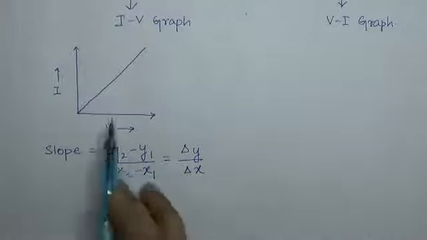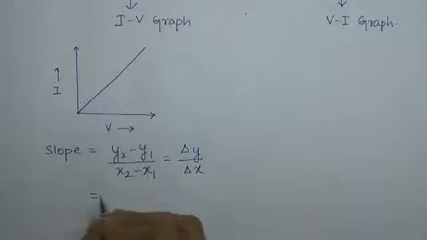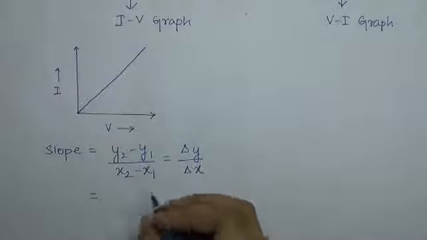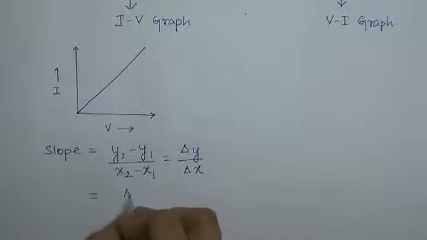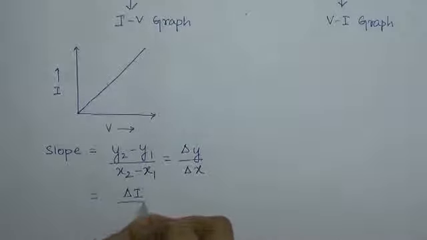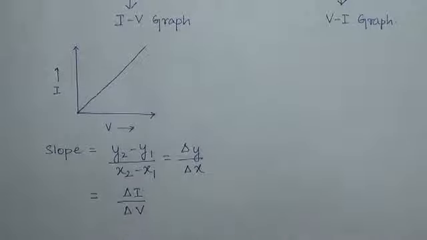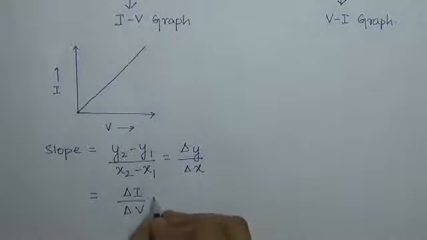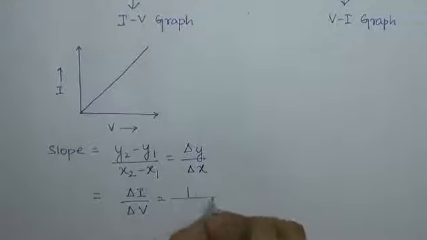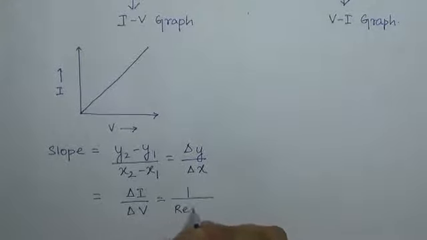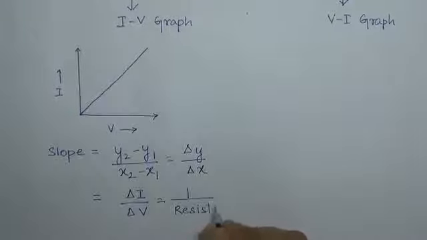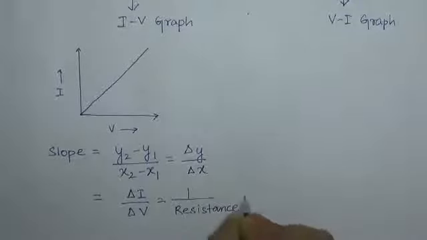Now let us see in this graph what will be the value of slope. In the y-axis we have current, so we will have change in the values of current, del I, and on the x-axis we have potential difference, del V. Now we know that V by I is resistance, right? So I by V will be the reciprocal of resistance, 1 by R. Is it clear to all of you?